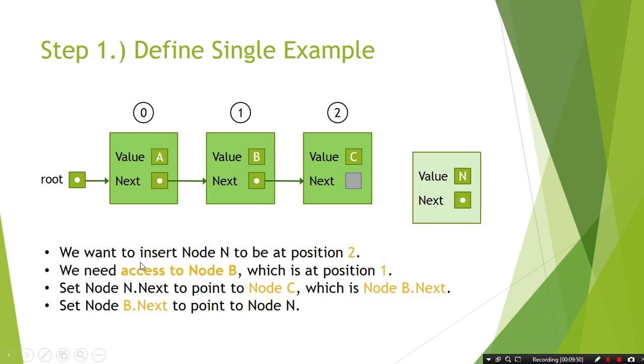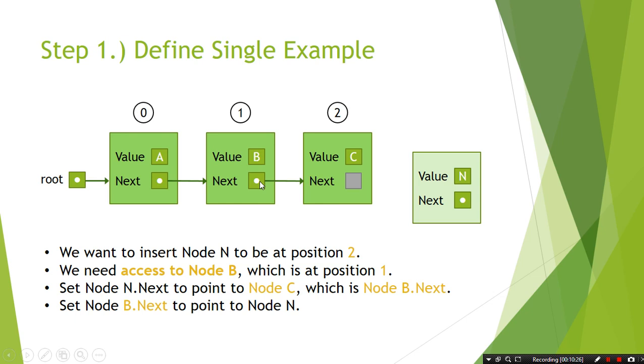So I've identified that I want to change this pointer here, this B pointer. So what I've done is I've said, well, we need access to node B. And more specifically, we need access to the node at position 1, okay? So we need access to this node because that's the guy that we need to point at N, right? So you would think that the very next thing that we would do is just say, well, just point B at N. But the problem there is if we point B at N immediately as the next step, we lose the reference to C completely.